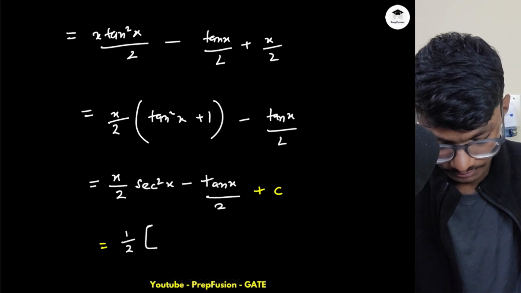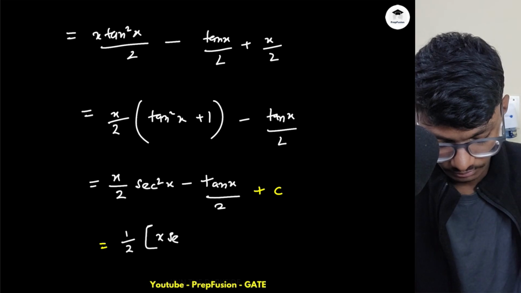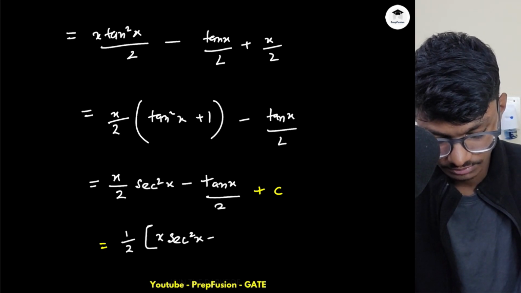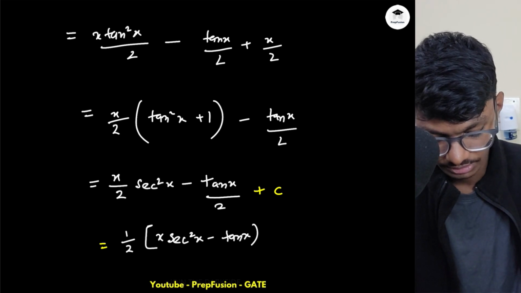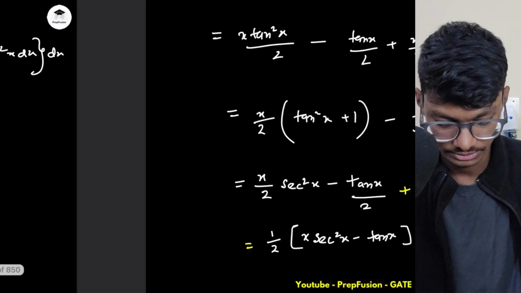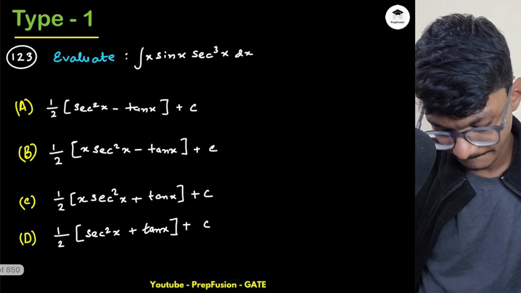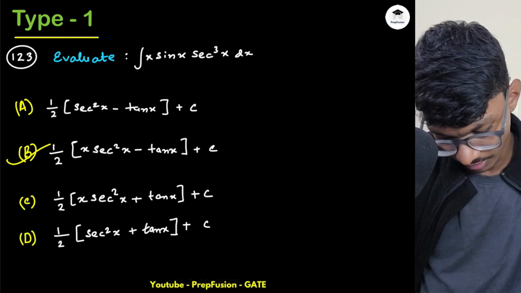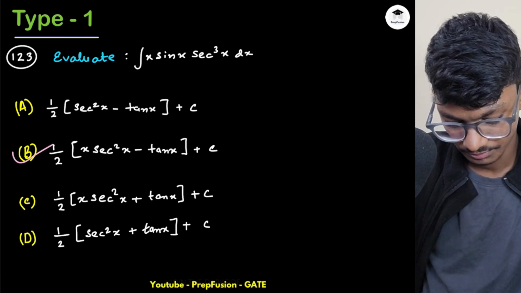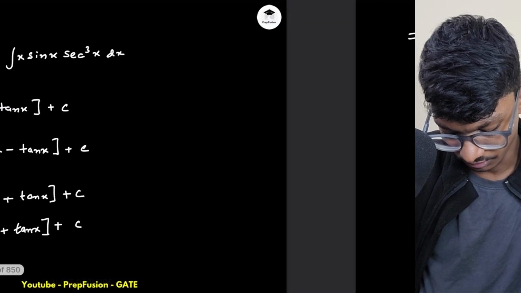This will be half x sec square x minus tan x plus c. Okay, so this will be basically B, right? My option B will be correct: x sec square x minus tan x plus c. Okay, so this is the case.